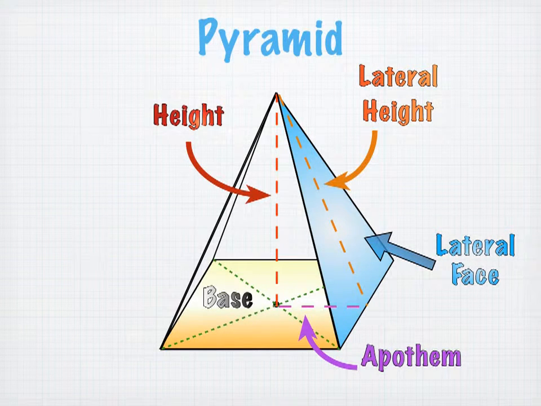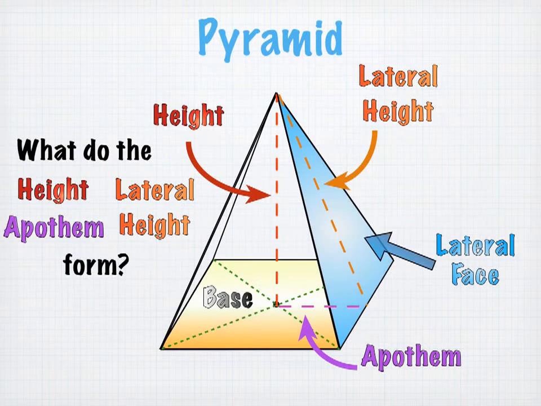Now the apothem is actually not really a new term, because we learned that when we have any sort of base like so, and this is a regular polygon here, the apothem is just the height of one of the triangles that we can cut this regular polygon into. What do the height, the lateral height, and the apothem form? Well, you can see here that they form a right triangle.